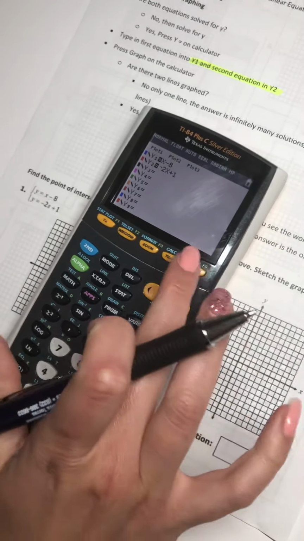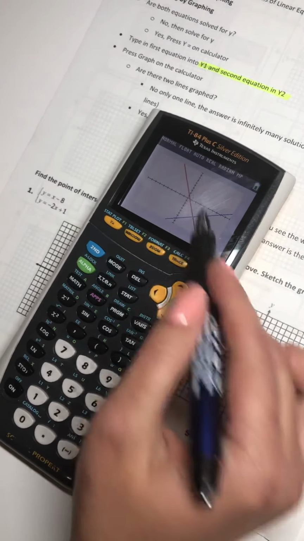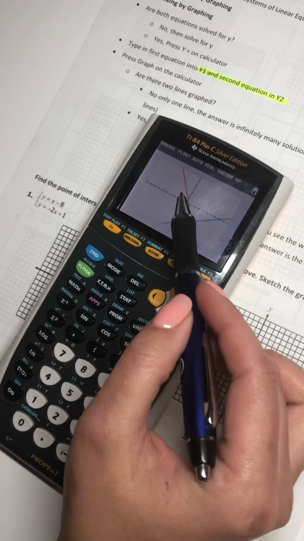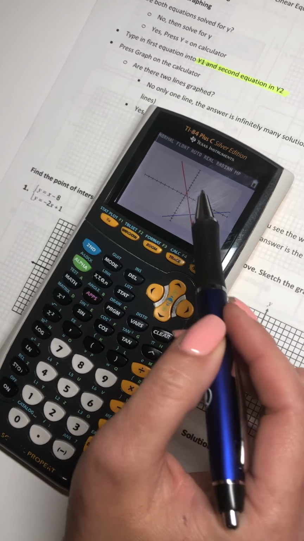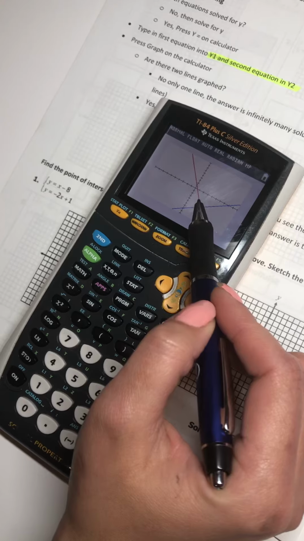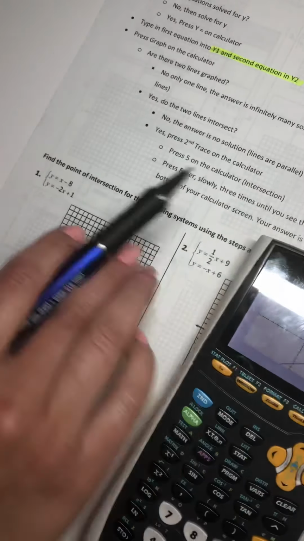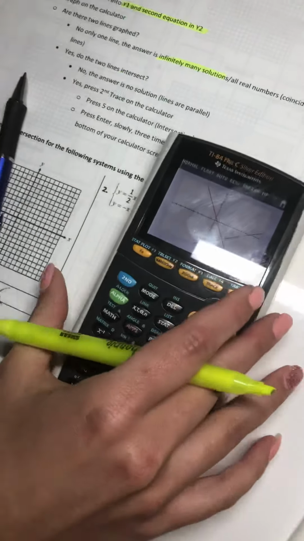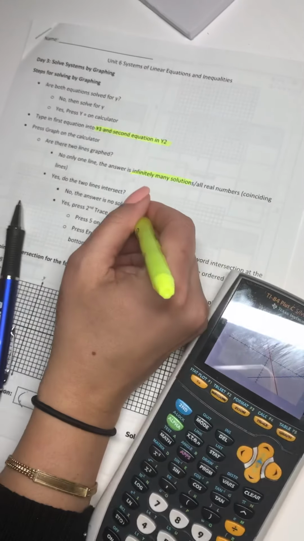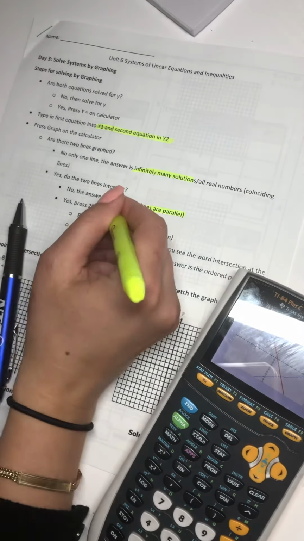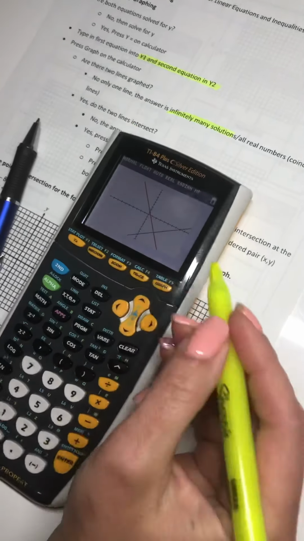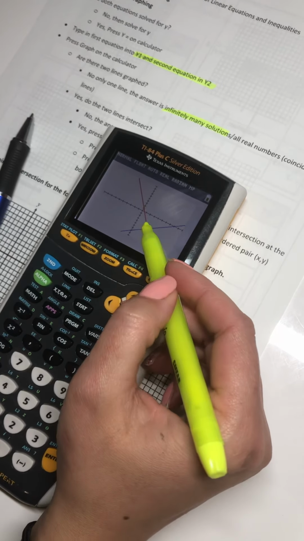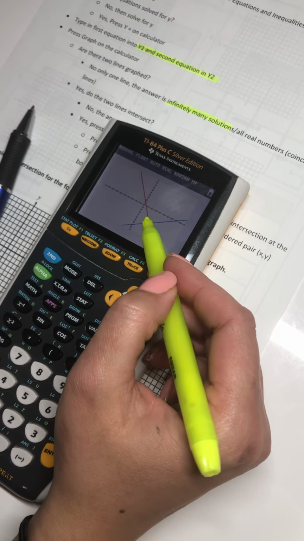Then we press graph. Your two lines will graph. If you only have one line graphed, it means the two lines overlap. They are basically the same line and they will have infinitely many solutions. And if your two lines don't intersect, it means they will be parallel lines and they will have no solution. In this case, the two lines intersect, it means they have one solution, and that solution will be the intersection point of the two lines.